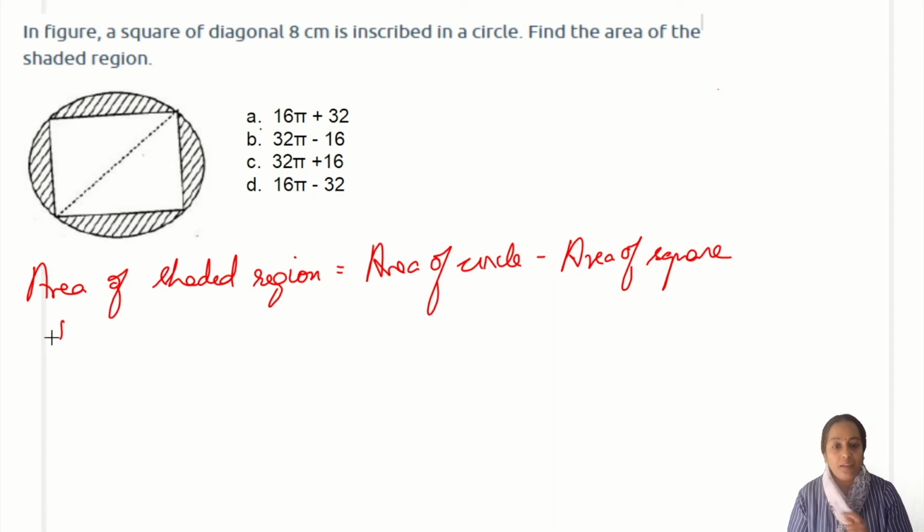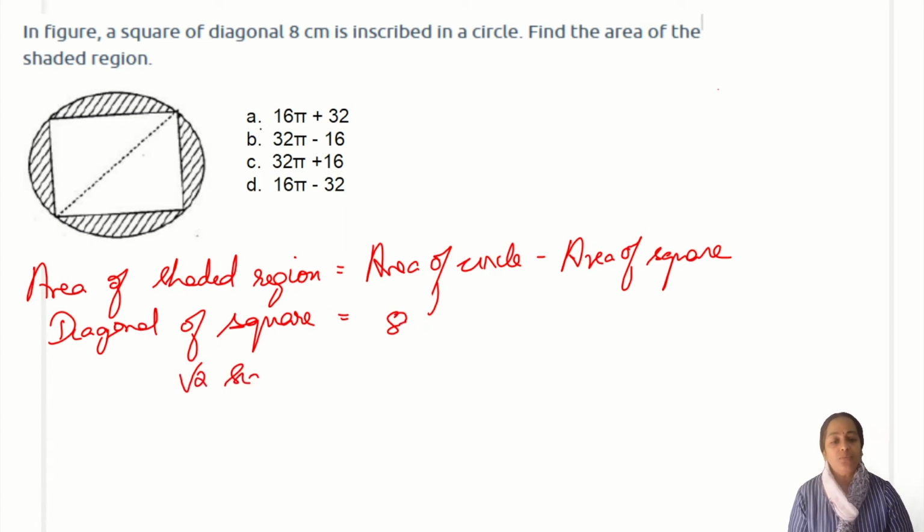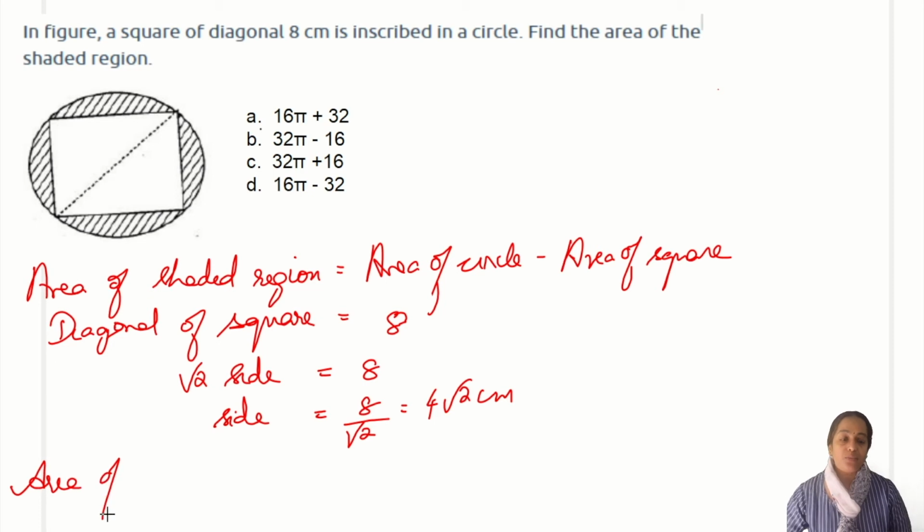So now we have to find the area of the circle. We also have to find the area of the square. What is given in the question? The diagonal of the square is given, which is 8 according to the question. What is the formula for the diagonal of the square? Diagonal is √2 multiplied by side. So the side we get here is 8 divided by √2, so the side of the square is 4 √2.